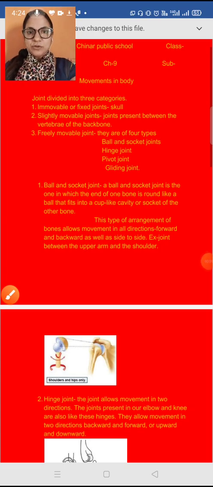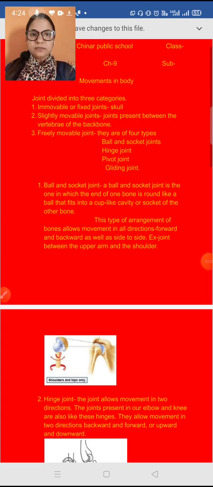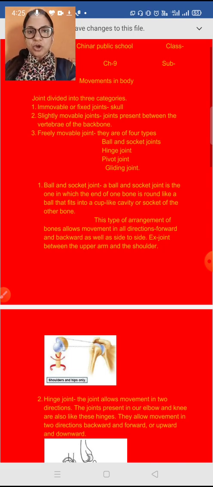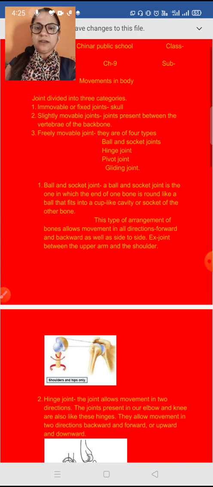Students, again we are continuing the same chapter, and in this chapter in the previous module we have read about different joints. Three types of joints: immovable fixed joint, slightly movable joints, and freely movable joints. So today in this module we'll discuss the freely movable joints and their types.